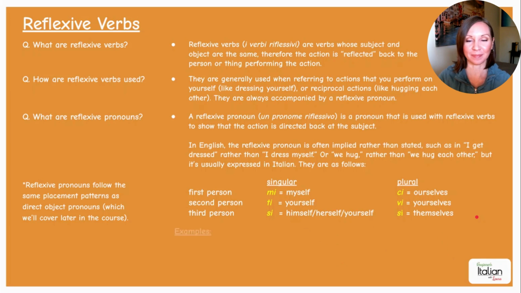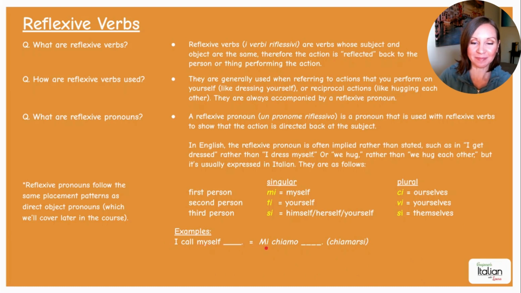Okay. So, for example, if you say "I call myself" in Italian, you really are saying "my name is" in English. Okay, so you'd say, mi chiamo, and then your name. I would say, mi chiamo Laura, or I call myself Laura.